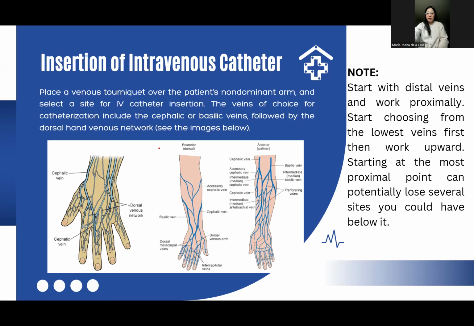As we zoom in, there is the cephalic vein, dorsal network, cephalic vein, and then there is the accessory cephalic vein, and then the dorsal venous arc and basilic vein. Note, start with the distal veins and work proximally. So start choosing from the lowest veins first, then work upward. Starting at the most proximal point can potentially lose several sites that you could have used below it.